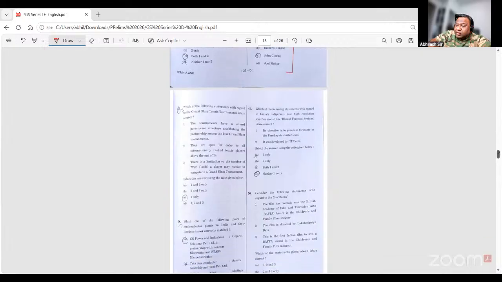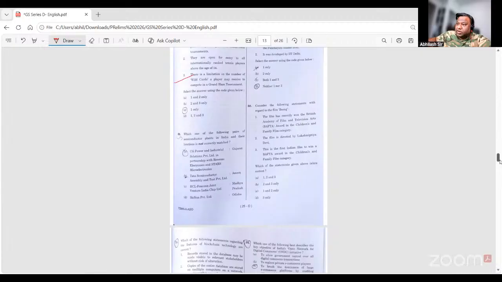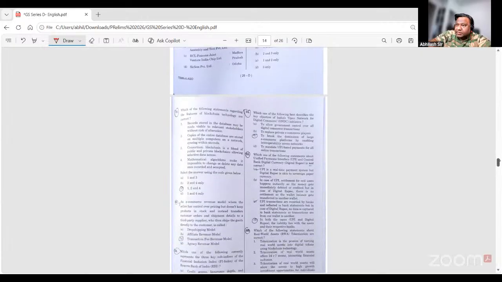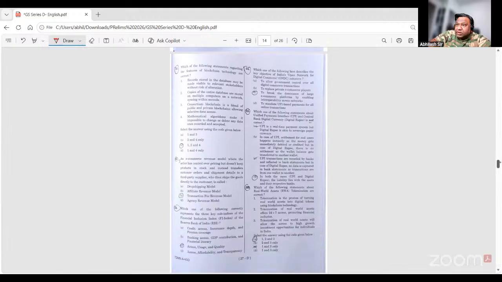Then tennis, UPSC's favorite area, sports, prize. Okay. This time something from BAFTA, first time I think, film wise. Then comes one about blockchain technology.